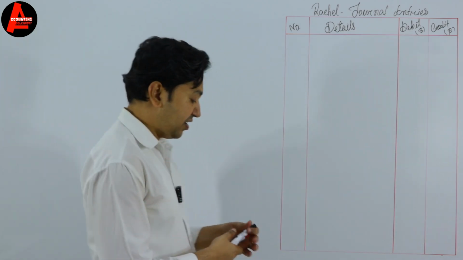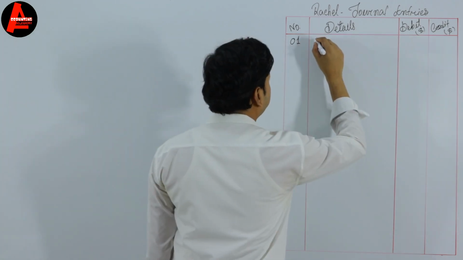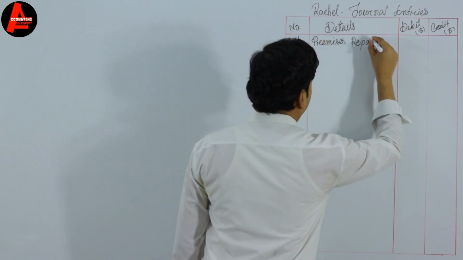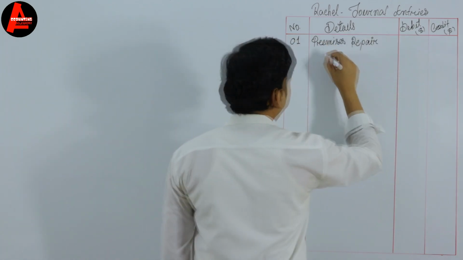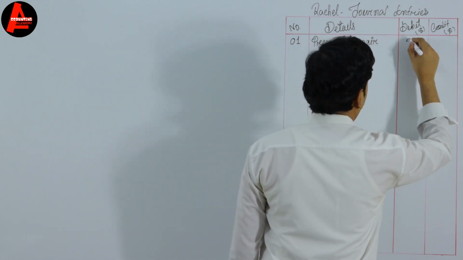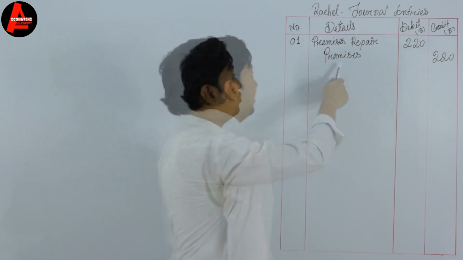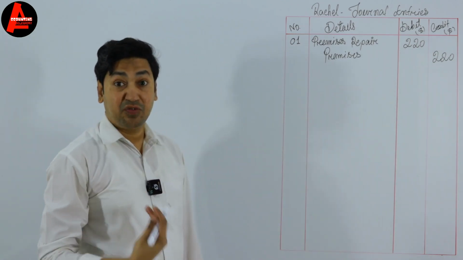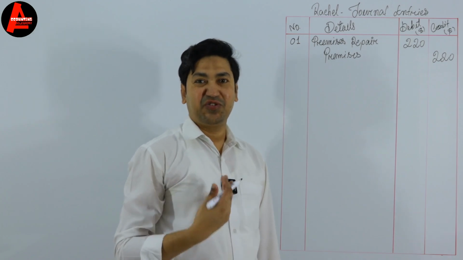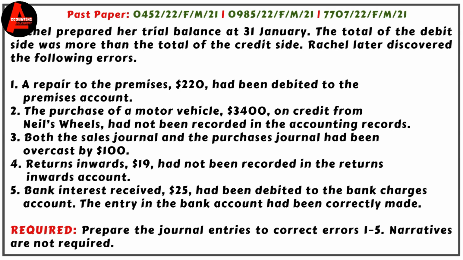Okay, so let us write here number 1, repairs to premises, or premises repair, to be debited and premises account to be credited. So here the debit amount is 220 and the same on the credit column. Okay, so why is the premises account credited here? It was mistakenly debited. To rectify now, it has to be credited.